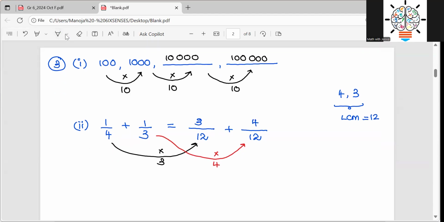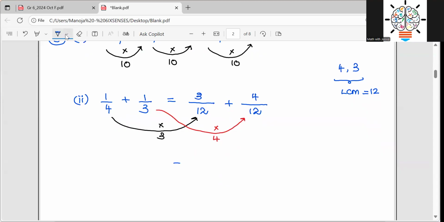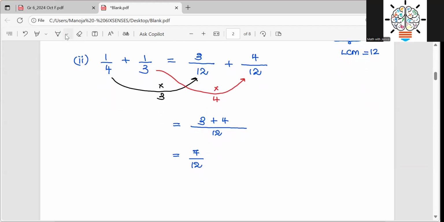Okay. So then I write here, so then I have 12. Right? So then I have 3 plus 4. So then it is 7, and 7 over 12. Okay, 7 over 12. So this is so easy.